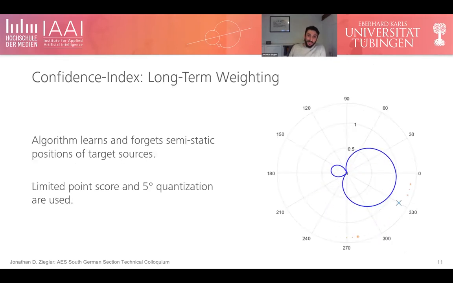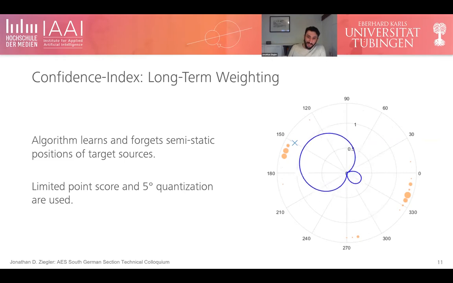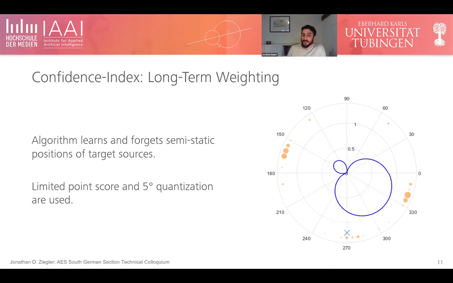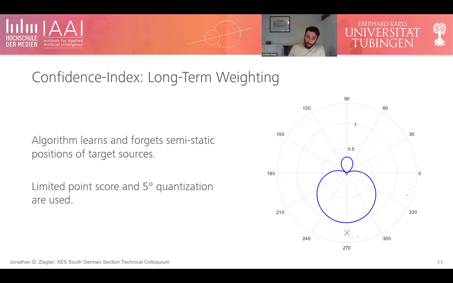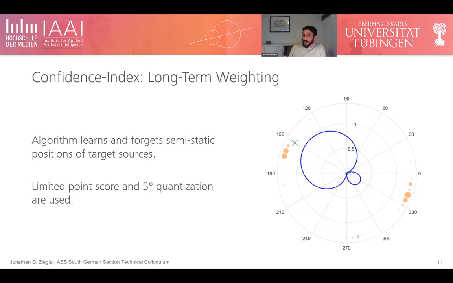The second method employed is the long-term weighting. This is the same acoustic scene that you saw in the image earlier. In this case, we're looking at the synthesized supercardioid and the way it is tracking these sources. The motivation behind this is that generally in an acoustic scene, you will have some sort of quasi-static positions. Either you'll have a source that moves fairly slowly, or you have individual sources that will jump, where the action will be jumping back and forth. In both cases, it makes sense to learn these static positions and give these directions more confidence.